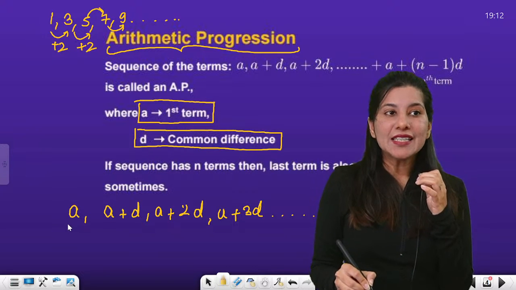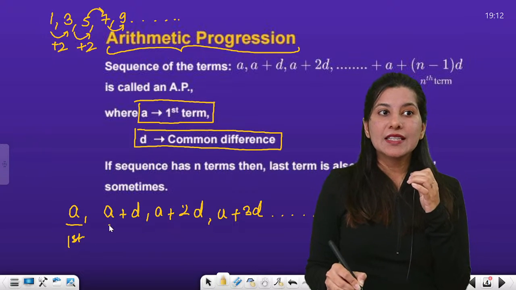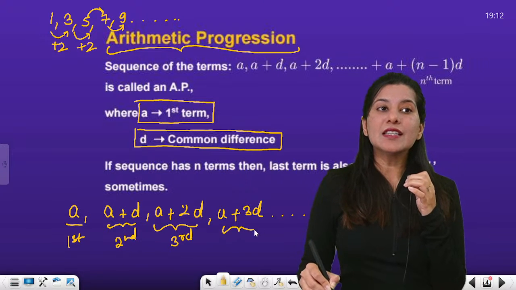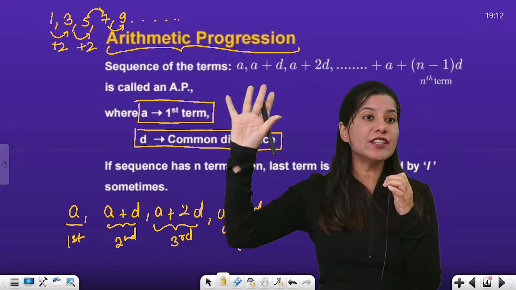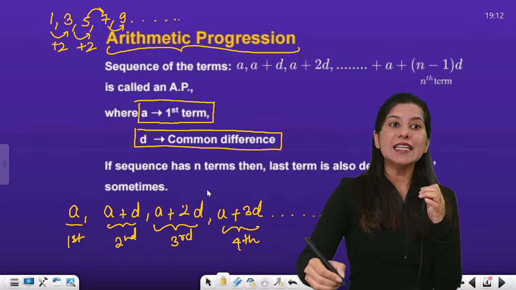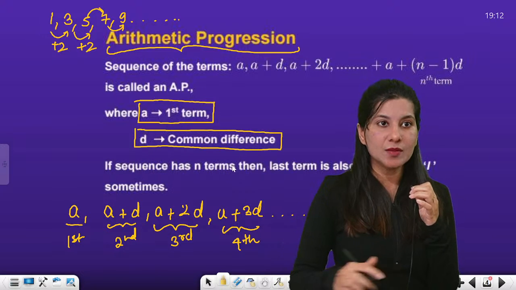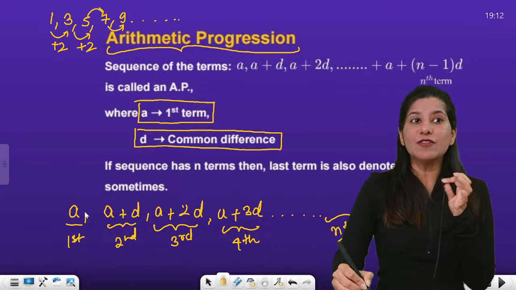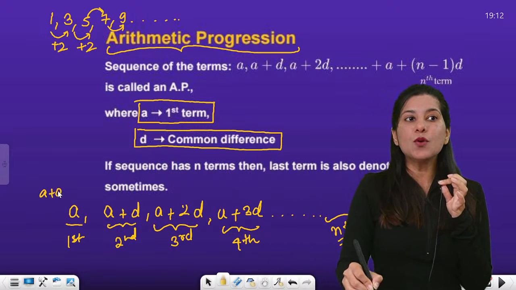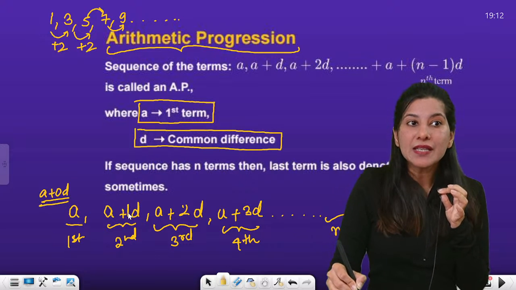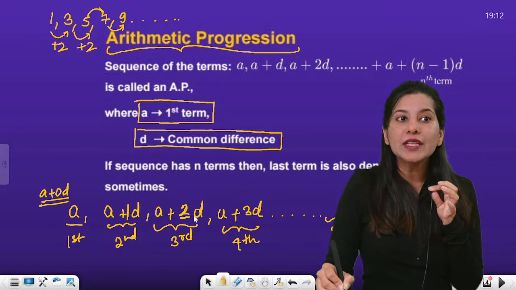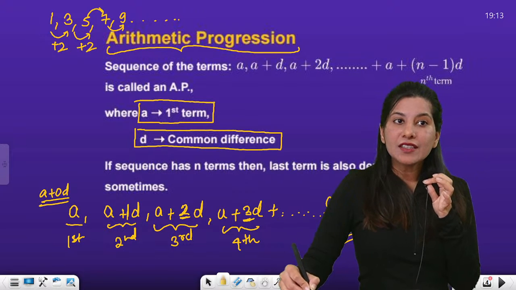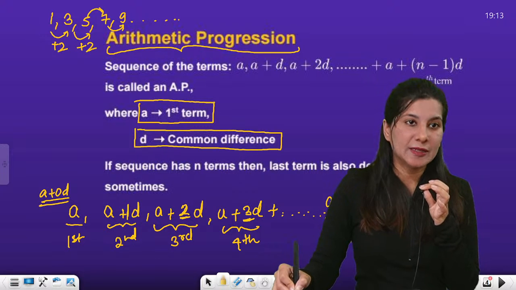Standard appearance, you can clearly see this is your first term, this is your second term, this is your third term, this is your fourth term. Purely observation skills. Who is going to tell me the nth term? What should I write over here? The first term is A plus 0D. Second term is A plus 1D. Third term is A plus 2D. Fourth term is A plus 3D, right? And the nth term is A plus (n minus 1)D, right?